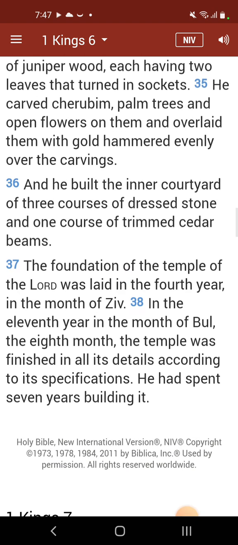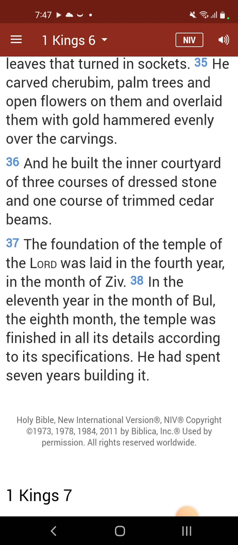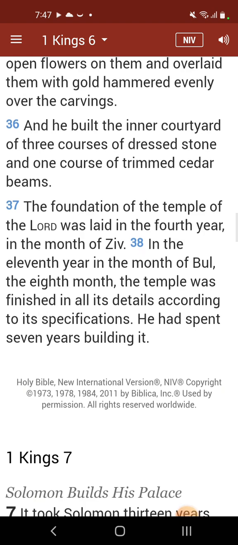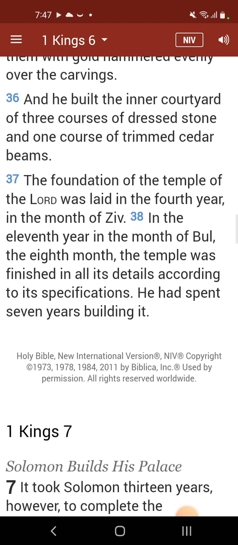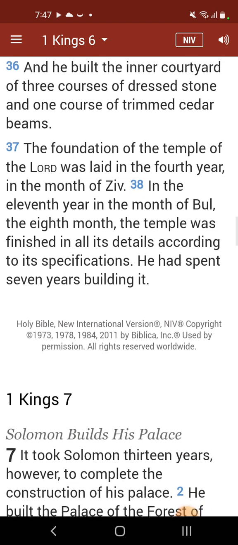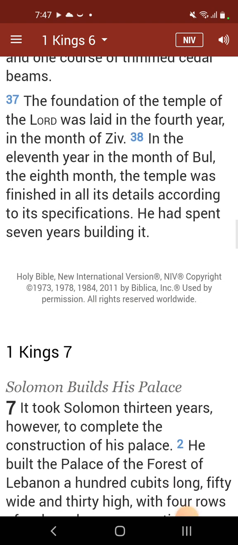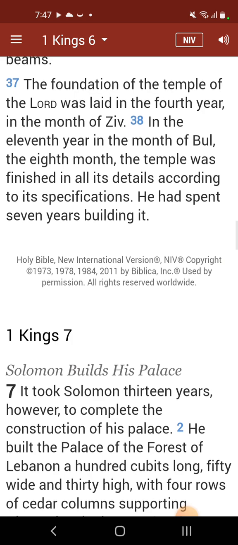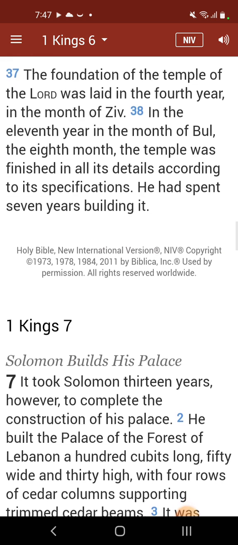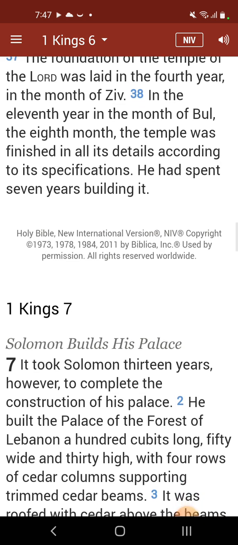And he built the inner courtyard of 3 courses of dressed stone, and 1 course of trimmed cedar beams. The foundation of the temple of the Lord was laid in the 4th year, in the month of Ziv. In the 11th year, in the month of Bul, the 8th month, the temple was finished in all its details according to its specifications. He had spent 7 years building it.